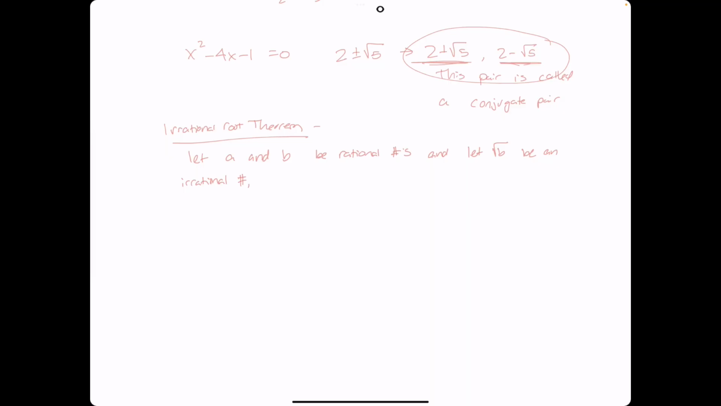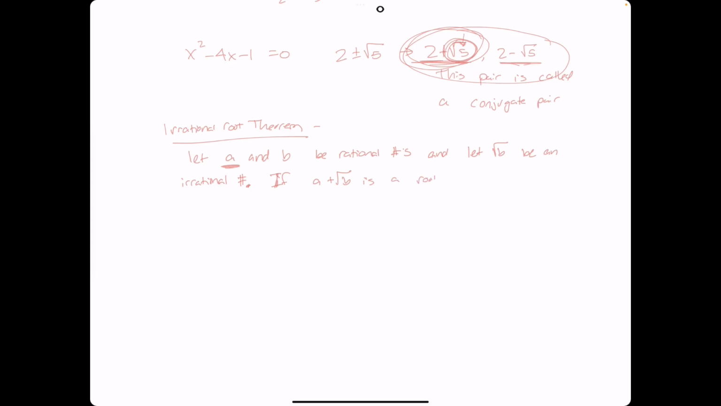So if I have some rational number, like 1/2, or 3, or -10, and I add to it the square root of a rational number, this part would produce an irrational portion added to a rational that still gives you an irrational number. Okay? Let a and b be rational numbers. Let the square root of b be an irrational number.